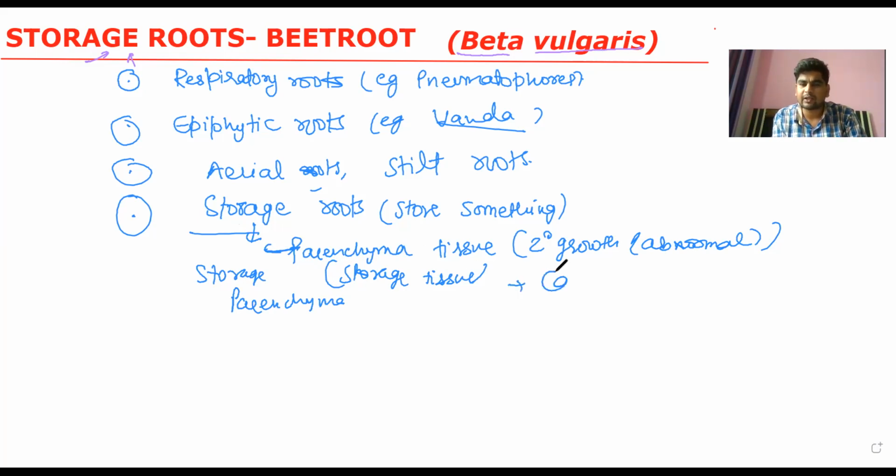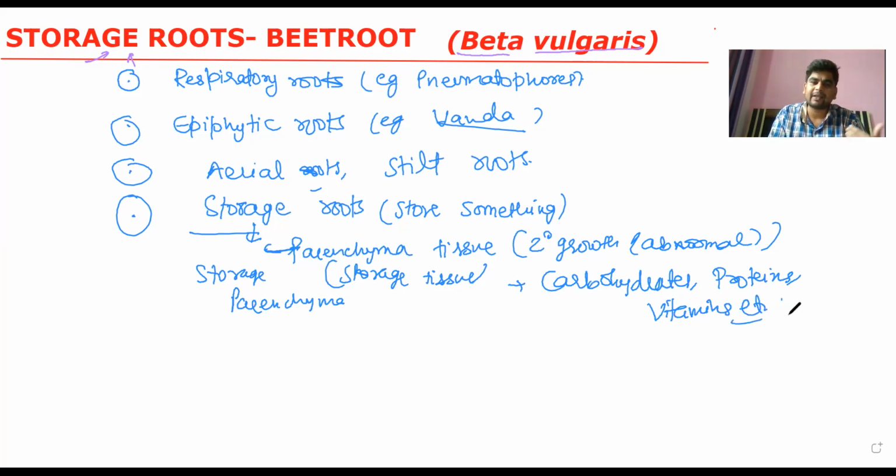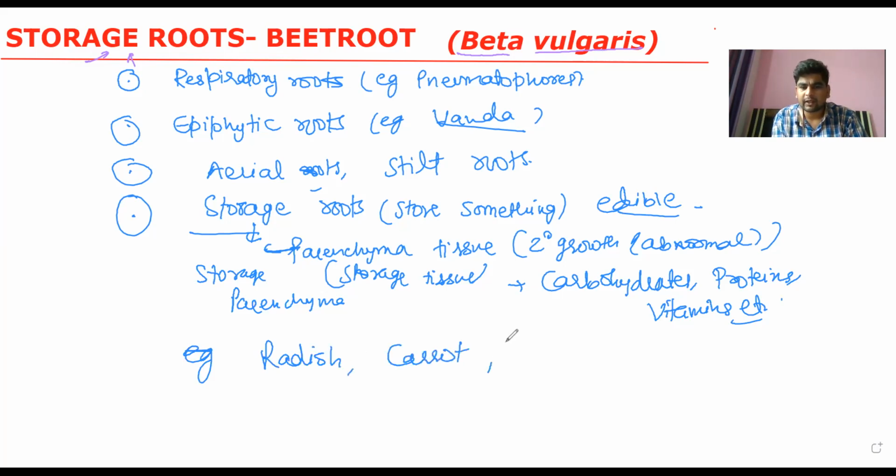So what do they store? Generally they store various kinds of sugars or carbohydrates. They may store proteins, they may store vitamins, etc. Since they are very nutritive, that's why they are edible. Storage roots are edible. You might be aware of the examples like radish, carrot, turnip, and beetroot. So all these edible things, radish, carrot, turnip, they are not fruit. They are modifications of roots, which are called storage roots.